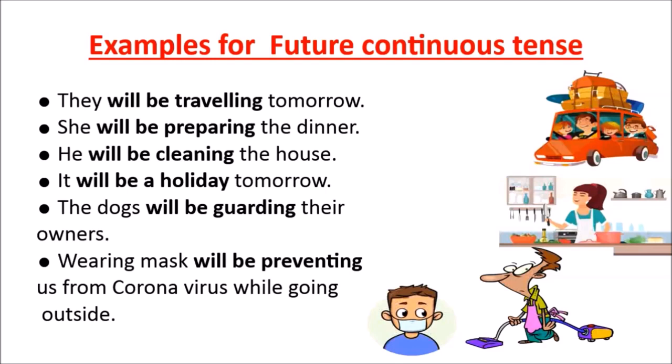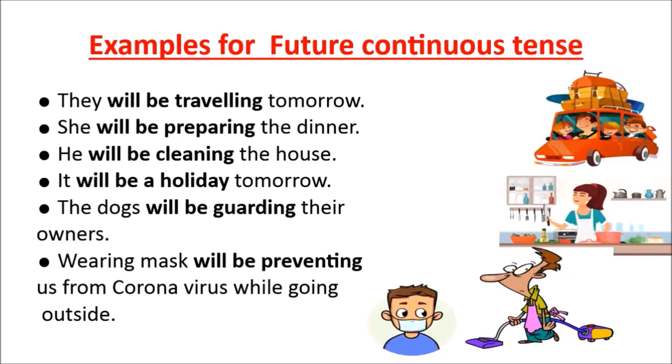So look at the picture. What is he doing? He is cleaning the house. So will be cleaning the house refers to the action that is going to happen in the future in a specific period of time. Yes. Look at the next example. It will be a holiday tomorrow. So it will be a holiday tomorrow. It is not declared yet, but the person who is telling it believes that it will be a holiday tomorrow.